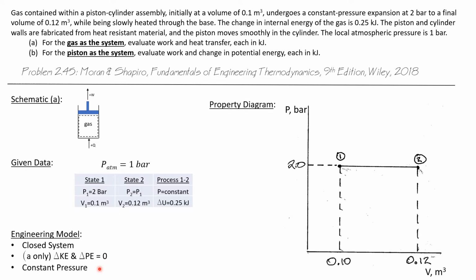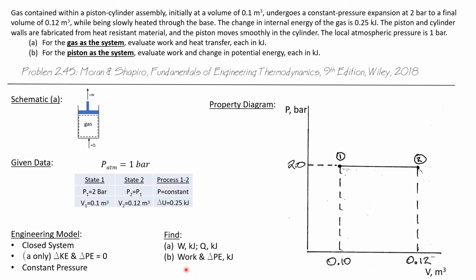And we know this is a constant pressure process. Now, let's find for part A, where the gas is the system, the work done in kilojoules. And that's going to be obvious if we look at our PV diagram. It's the area under the pressure volume curve, which is just going to be the pressure times the change in volume, since this is a rectangle.